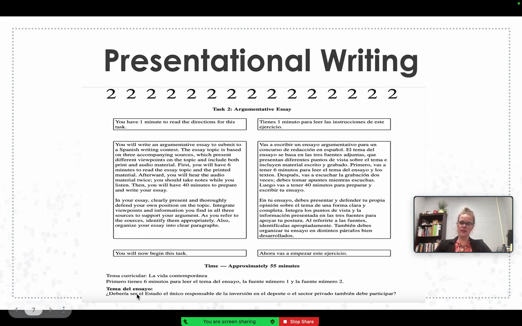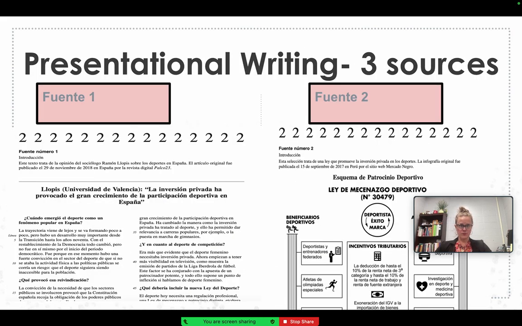It's always going to be a yes or no question where you have to take one side or another. En este caso dice, ¿debería el Estado ser el único responsable de la inversión en el deporte o el sector privado también debe de participar? So you have to choose one or the other, if it's el Estado o el sector privado. Okay, and they're going to give you 3 sources. Their sources are called fuentes.